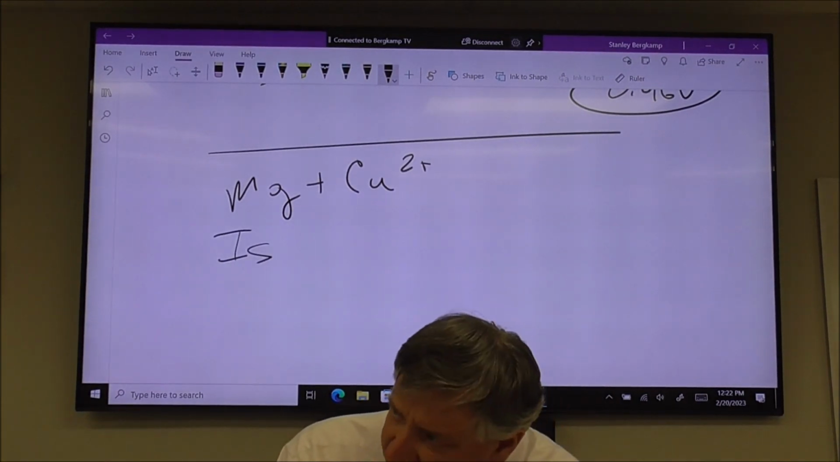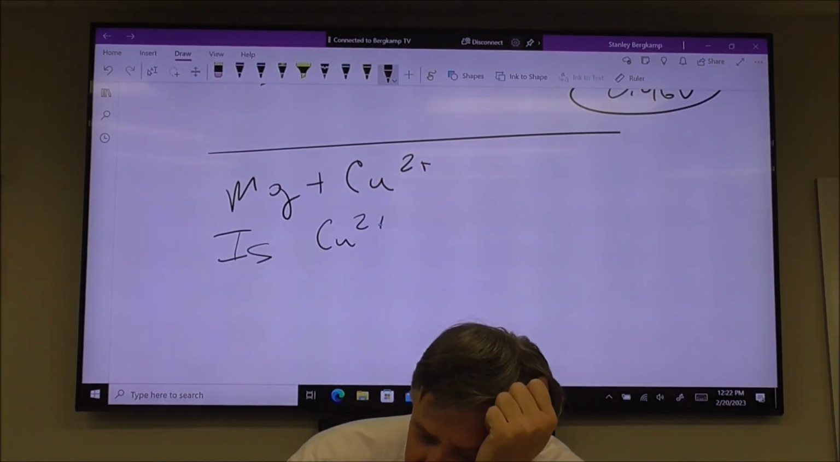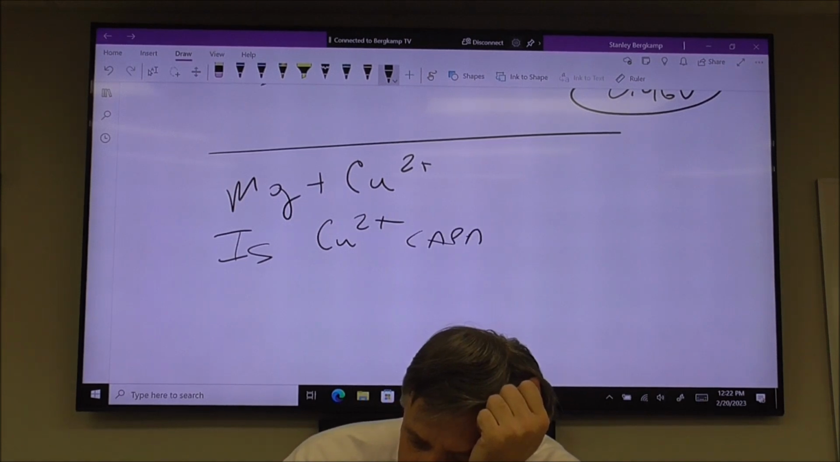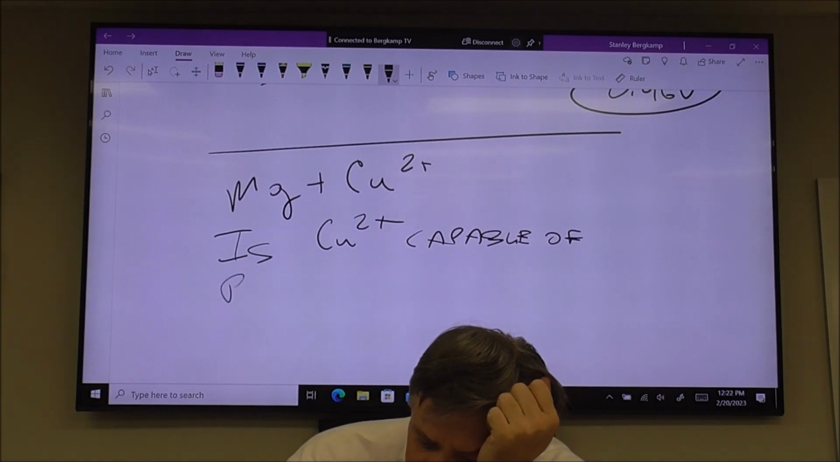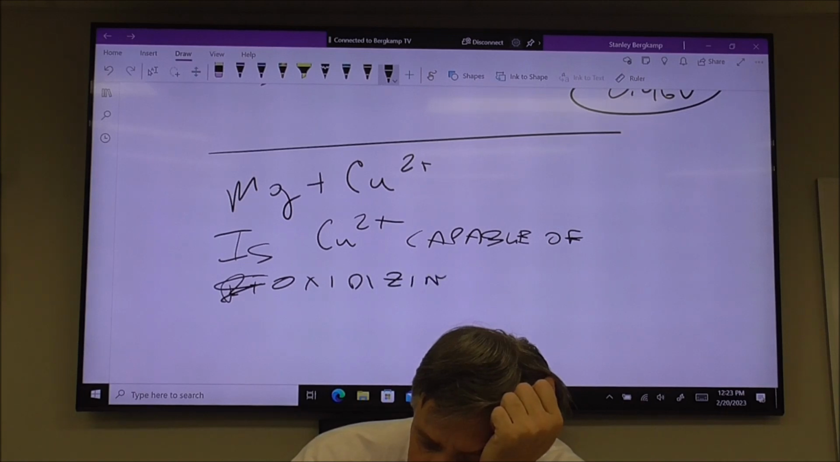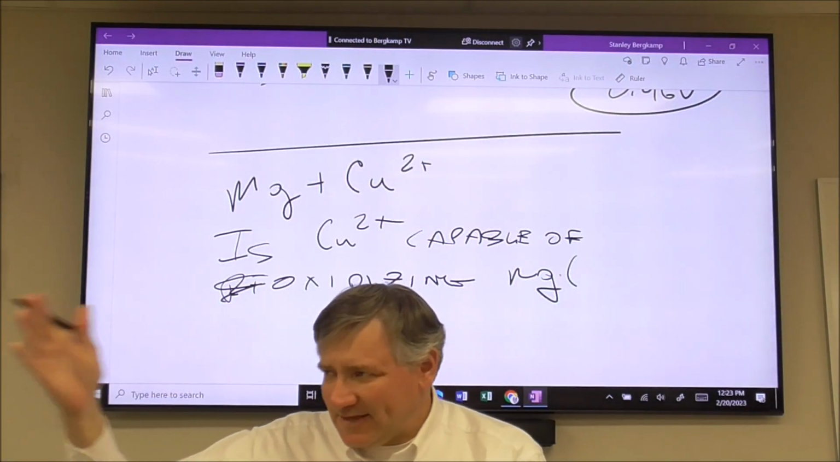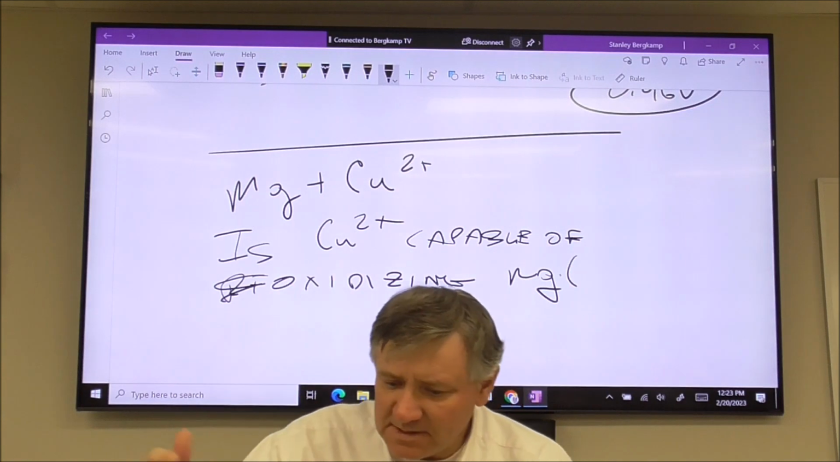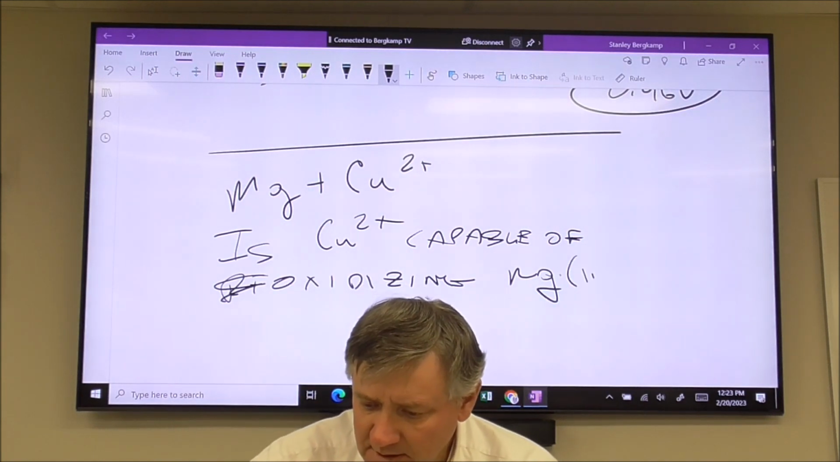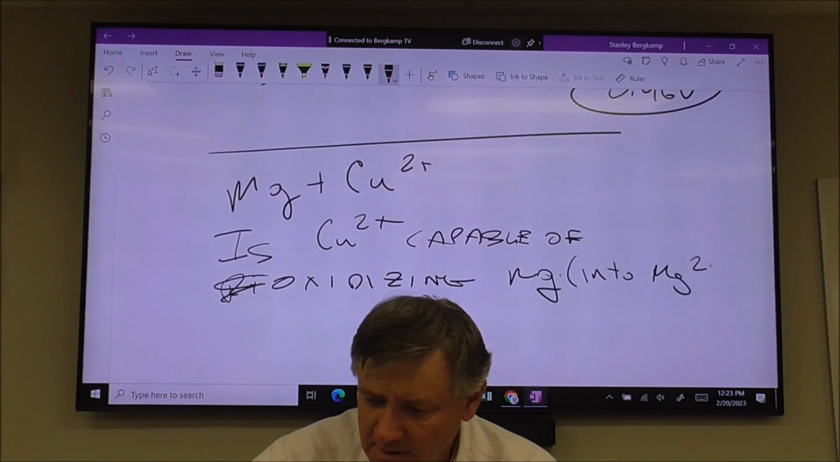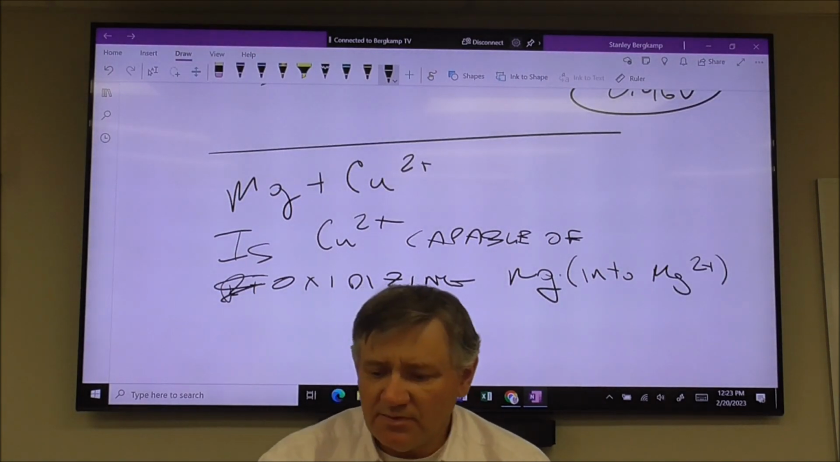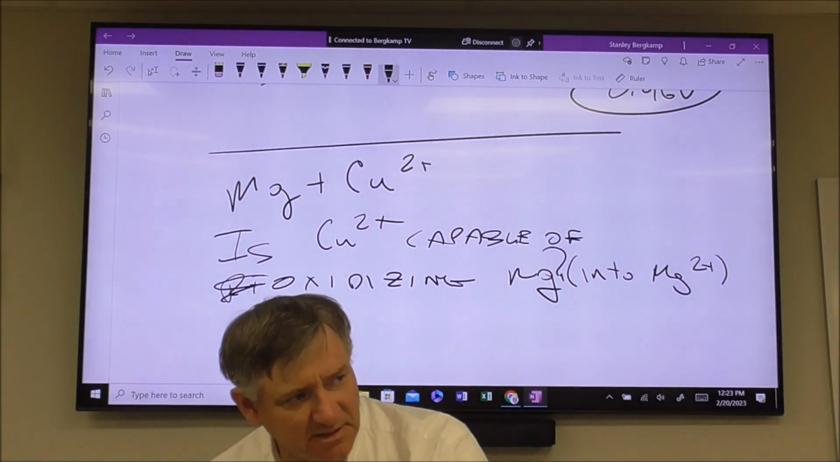It's kind of the reverse of the first question. Is Cu2+ capable of oxidizing magnesium? But the odd thing about these questions is that they never put the end of it. Is Cu2+ capable of oxidizing magnesium into Mg2+ ions? So the question always stops at oxidizing magnesium?